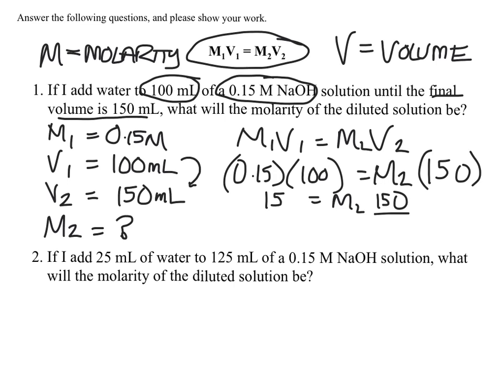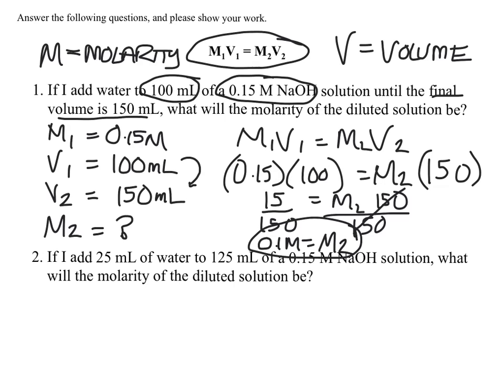All right. Now we want to get the molarity by itself. So we are going to divide both sides by 150 so that molarity, M2, ends up being by itself. When we do the math on that, it ends up being 0.1 for the molarity, and that is our concentration.